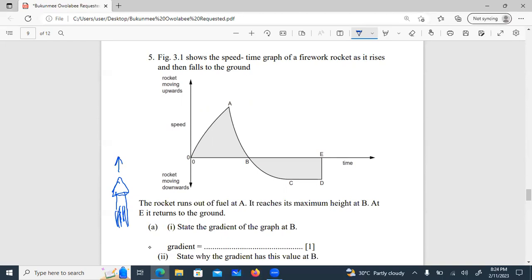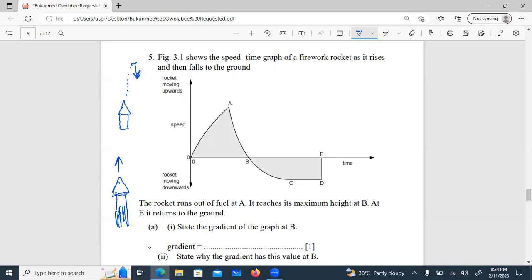Let's assume at this point, the flame stops burning. That means all the combustible material has been exhausted. The moment the flame stops burning, that does not mean that the rocket stops moving. The rocket still moves upward a bit, okay, before it then starts falling downwards. And that is what this graph shows us, okay?